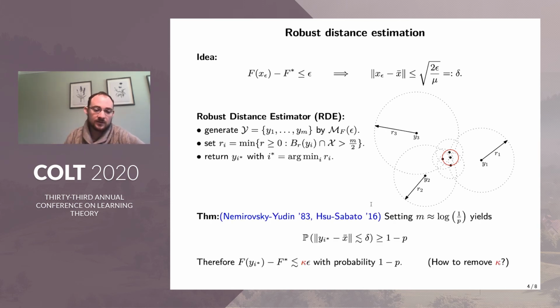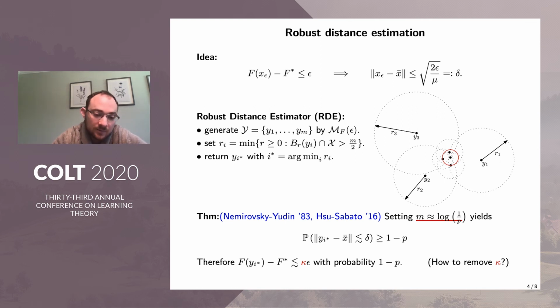And the classical result of Nemirovsky-Yudin, modified later by Su and Sabato, says that you only need to run log 1 over p trials. So m is the number of times you need to rerun the work. You only have to do that log 1 over p times, and then you will be sure that the point that's returned is delta close to x bar, with probability 1 minus p. Okay, so you've now boosted the probability of success from 2/3 in terms of distances to 1 minus p.